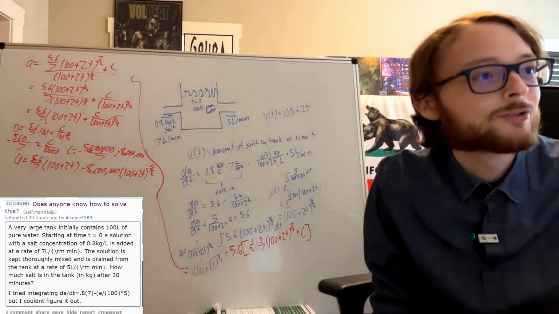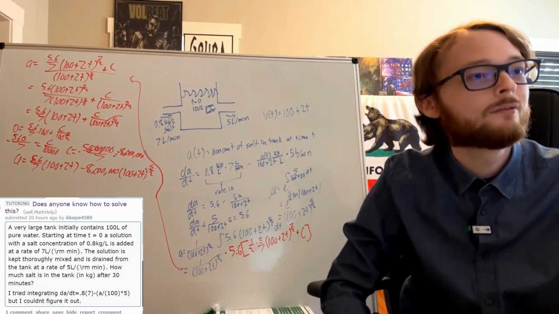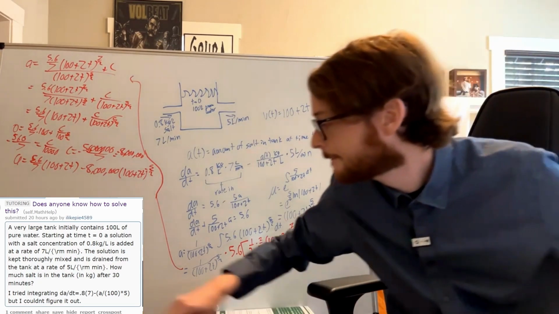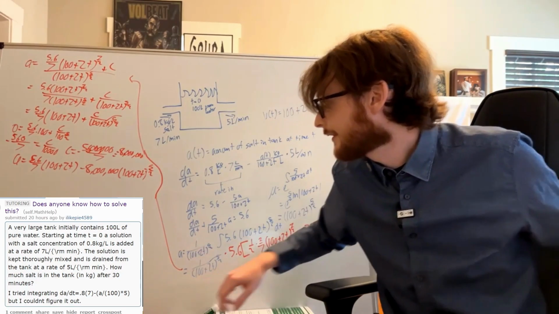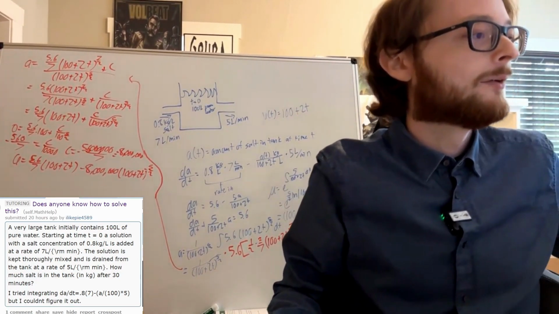The final part of the question was how much salt is in the tank after 30 minutes. So we take this function, plug in 30. Yes, because t is in minutes. And that's our answer. So let's do that in Wolfram Alpha.